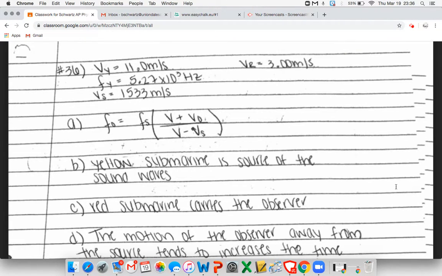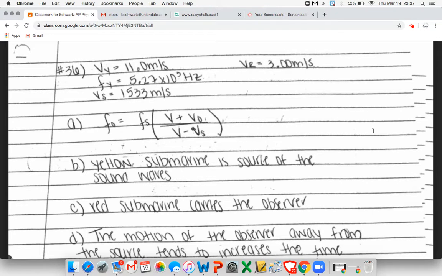For number 36, we have a yellow submarine, like the Beatles song, traveling horizontally at 11 meters per second using sonar with a frequency of 5.27 times 10 to the third hertz. A red submarine is in front of the yellow submarine and moving 3 meters per second relative to the water in the same direction. A crewman in the red submarine observes sound waves from the yellow submarine. Take the speed of sound in seawater as 1,533 meters per second. And letter A, write equation 14.12. So you had to go back and look in the chapter and see 14.12.